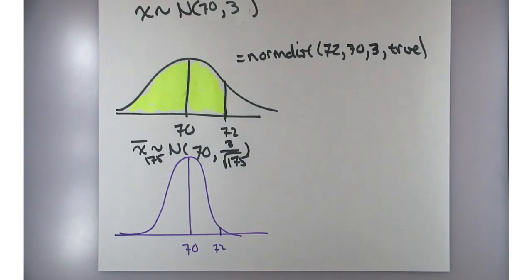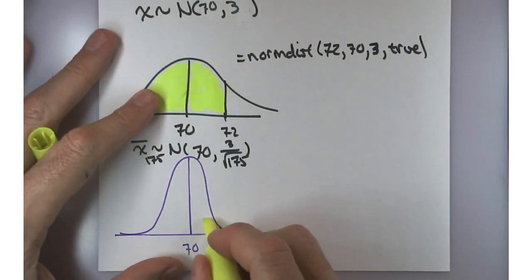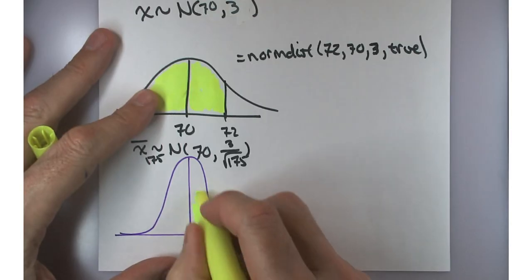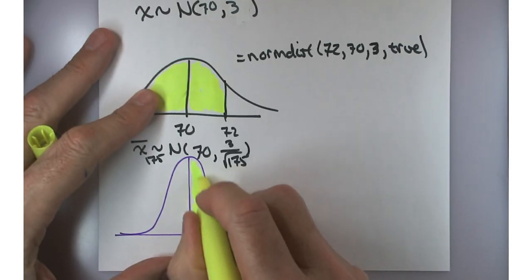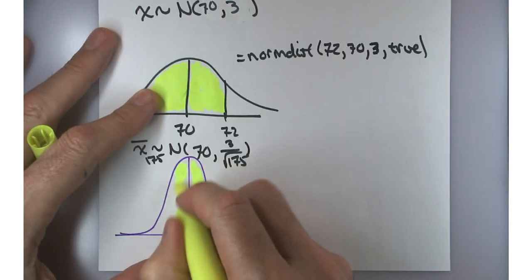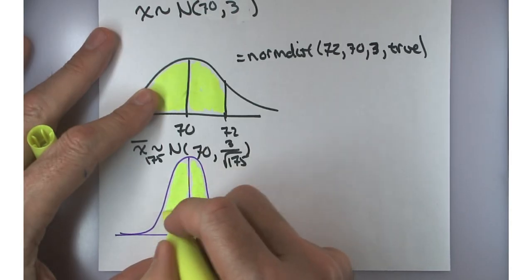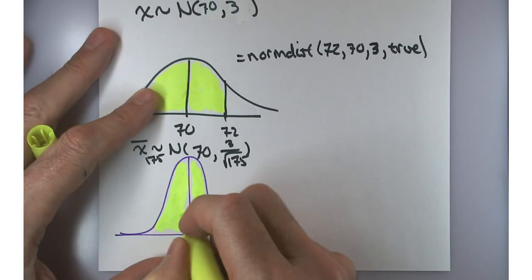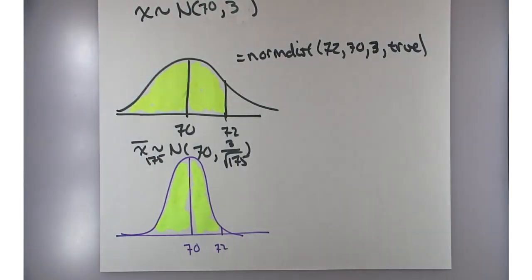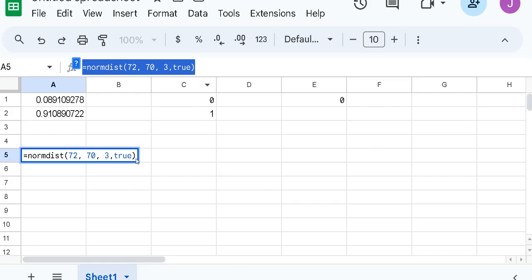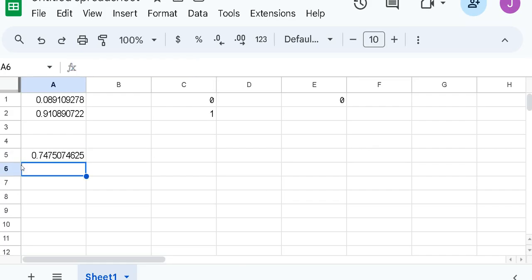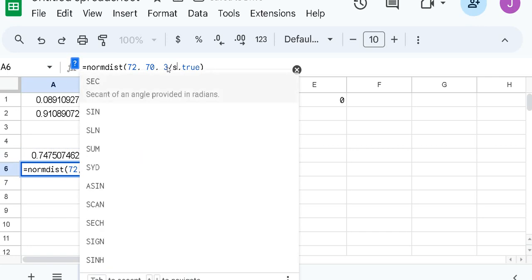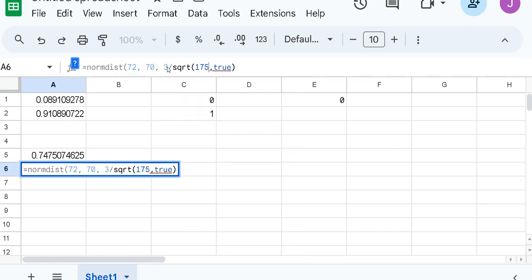I still want the area to the left. And as far as calculating this on Google Sheets, you can really just copy what you did in the first part and just make the change to the standard deviation. So there's our first part. Let me copy that and take this and divide by square root of 175.